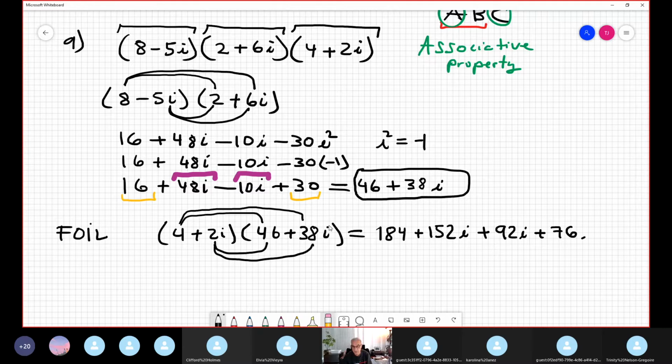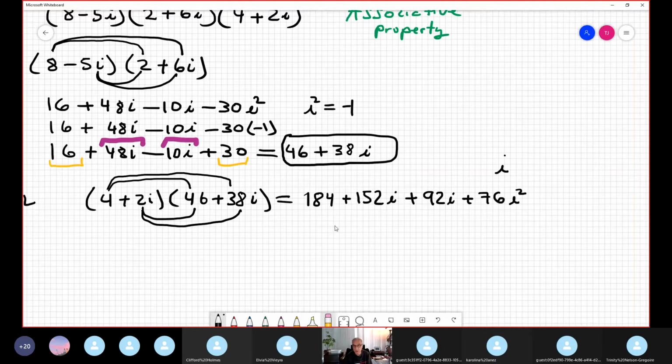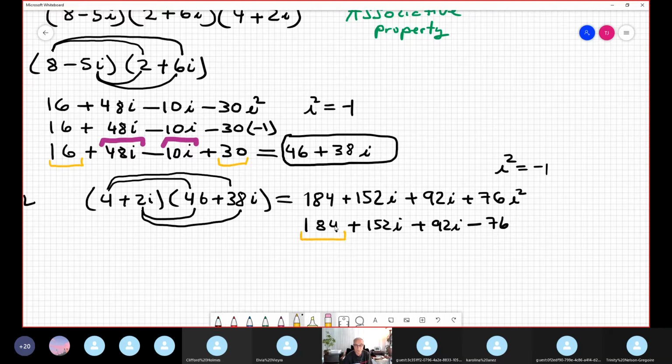Plus 76 i squared. Okay, as always, when you are doing multiplication, appear i squared. I know i squared is negative 1. If you want, directly you replace like that. Minus 76. And now we combine real: 184 minus 76, 108. 108 is the real part. Now 108 plus 152 plus 92, 244i. Done. Final answer.